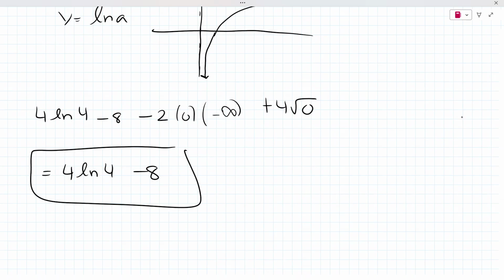We can stop here. There's only a few more problems left, and then that'll be it.